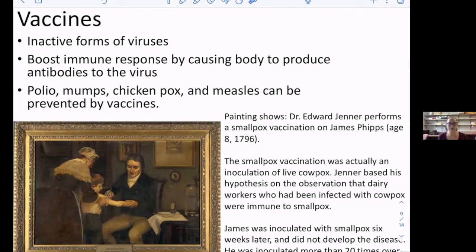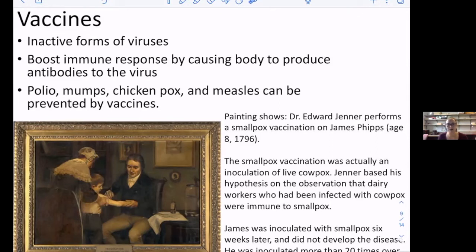So for example, polio, mumps, chickenpox, and measles all can be prevented by vaccines. At least in the United States, these vaccines are all pretty much required. They're all given to you when you're a little baby to make sure that you will never get these deadly diseases.